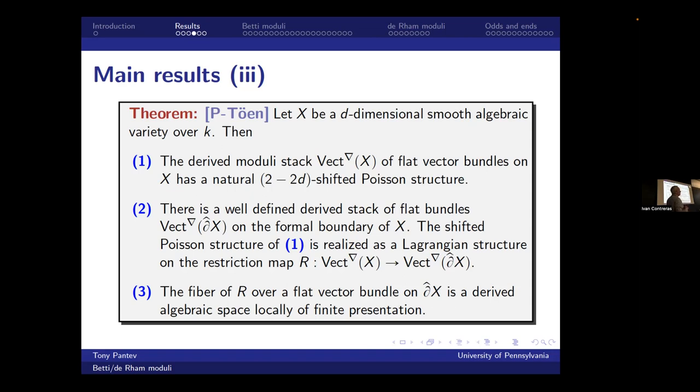In order to do that, you need to be able to talk about bundles with flat connections on a punctured formal neighborhood of the boundary, which is a complicated technical thing. In fact, it doesn't actually exist. But there is some substitute for it in non-commutative geometry. It turns out that there is a formal boundary of this space, and there is a well-defined category of sheaves on that formal boundary, even though geometrically it doesn't really make sense. And you can solve a moduli problem in that category of sheaves with connections. Then there is a restriction map from vector bundles with flat connections on X to vector bundles with flat connections on the formal boundary. The vector bundles with flat connections on the formal boundary are symplectic, and this map is Lagrangian, and that's how you get the Poisson structure.